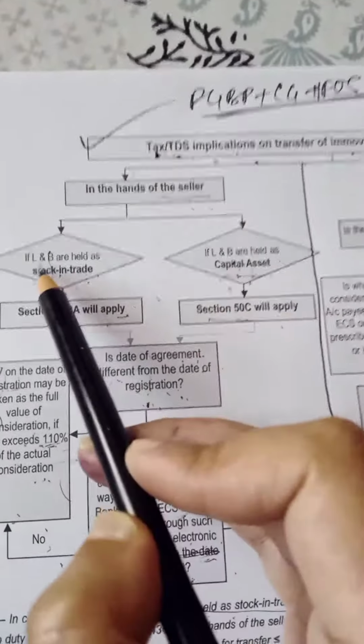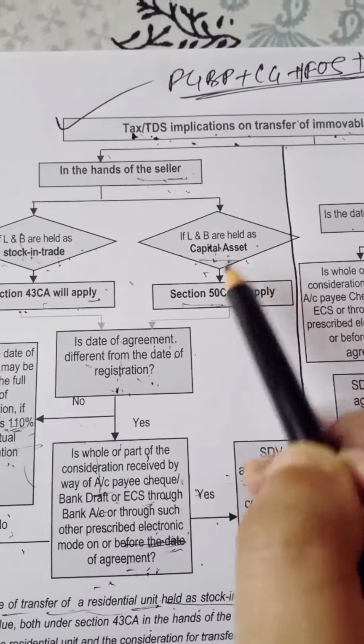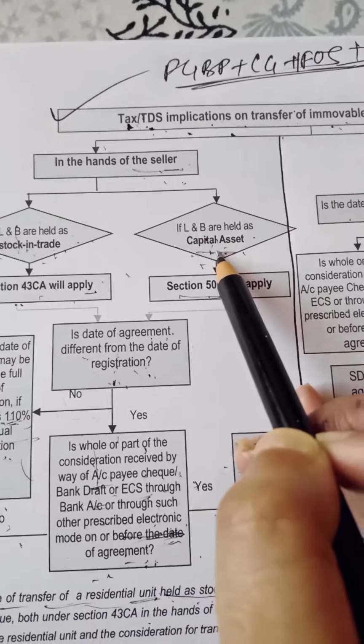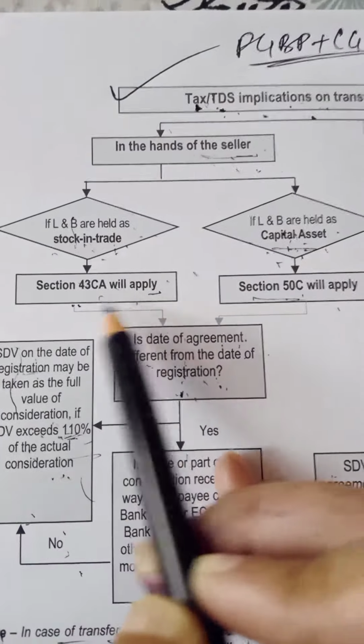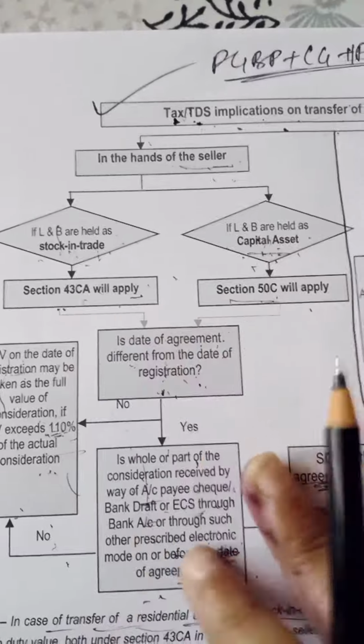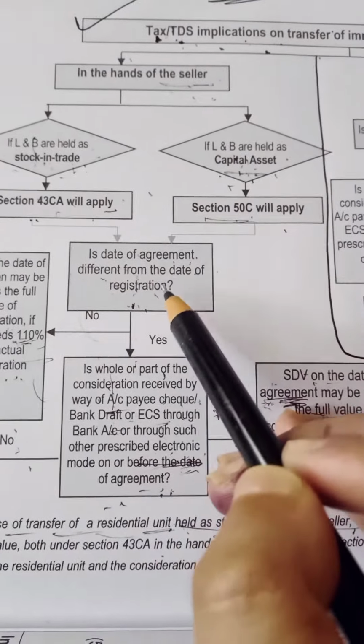If land and building are held as stock in trade, and if land and building are held as capital asset. If held as capital asset, then section 50C will apply. If held as stock in trade, then section 43CA will apply. Now we will check, is the date of agreement and date of registration different or not.